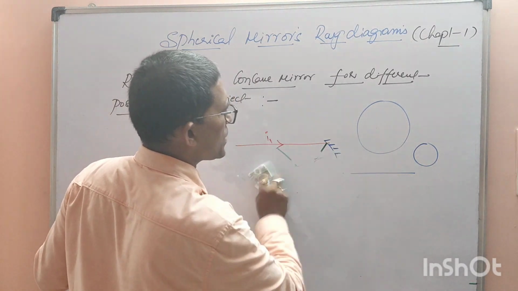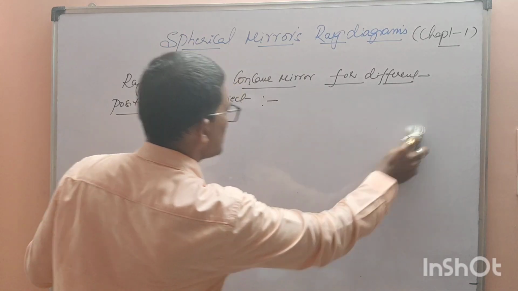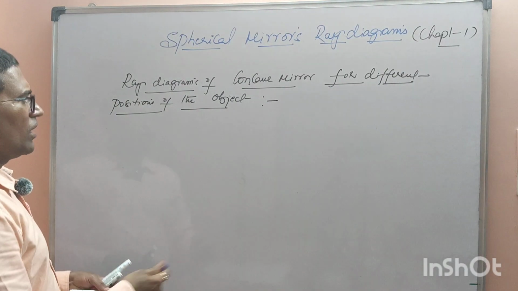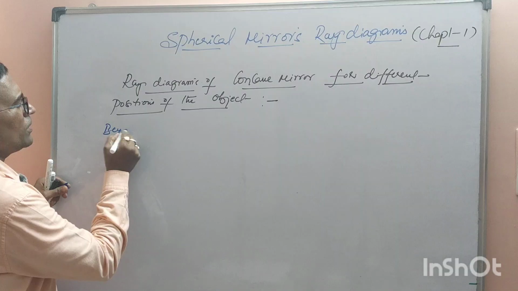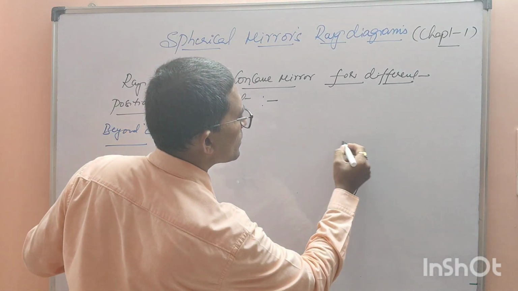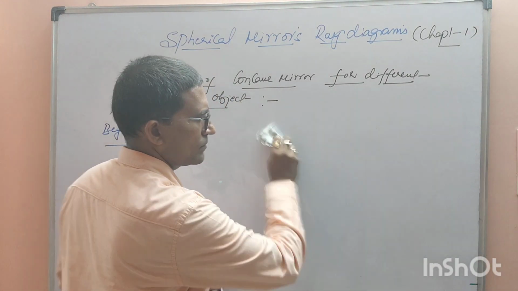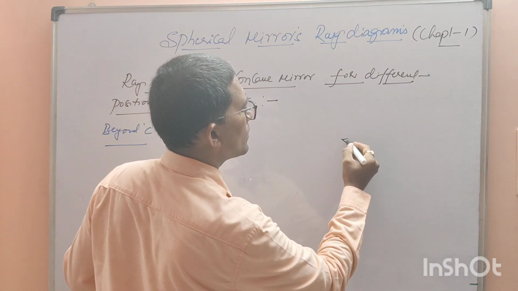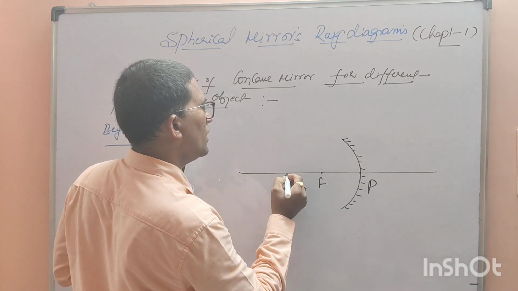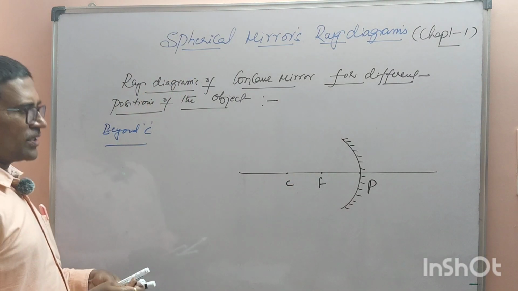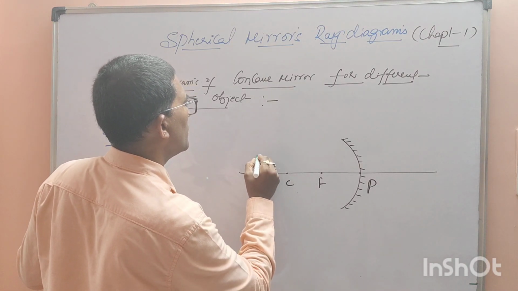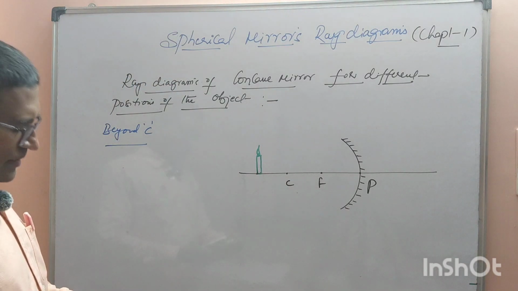If the object is beyond C, how will the image be? That we will discuss now. The second ray diagram: the position of the object is beyond C. Now, this is the pole, this is the focus, and this is the center of curvature. I am going to place the object beyond C. For example, I am going to place one candle. I placed one candle beyond C.